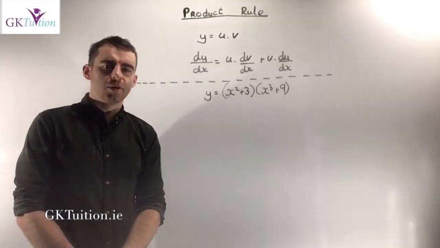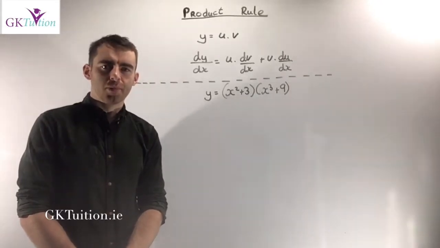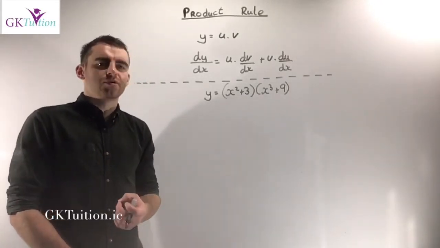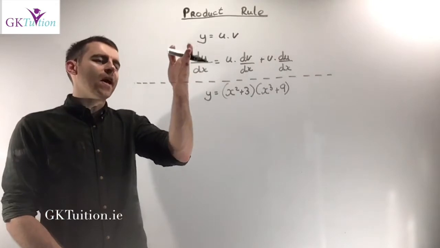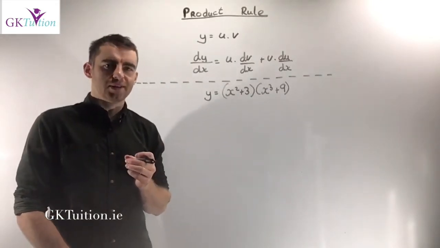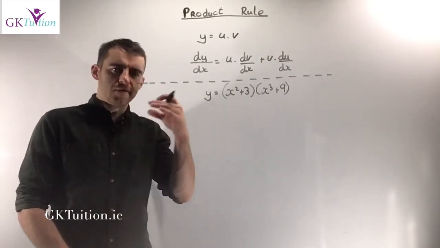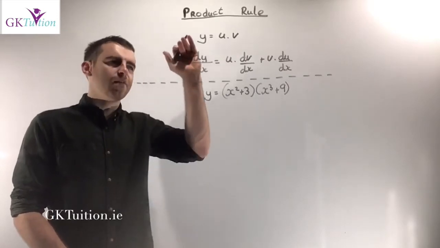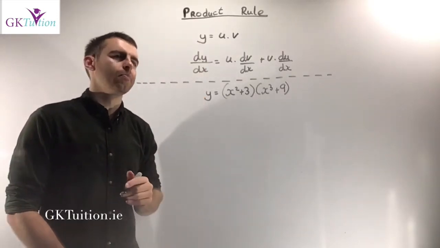Okay, in this video I want to talk to you about the product rule. Now the product rule is relatively straightforward to use. It's available on page 25 in your maths tables. If you go to page 25 and you go to the right hand side of the page, the very first rule is the product rule.